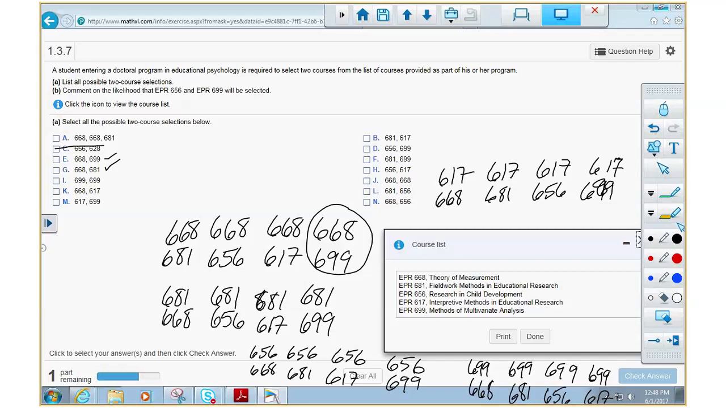668, 617. 617, 699. 681, 617. That's one. 656, 699. That's one. 681, 699. 656, 617. 668, 668. That's the same class. 681, 656. That's one. And 668, 656. There it is. Now those are the legitimate classes. Now I don't know what the answer is, but I would go with those first. Let's see what happens.